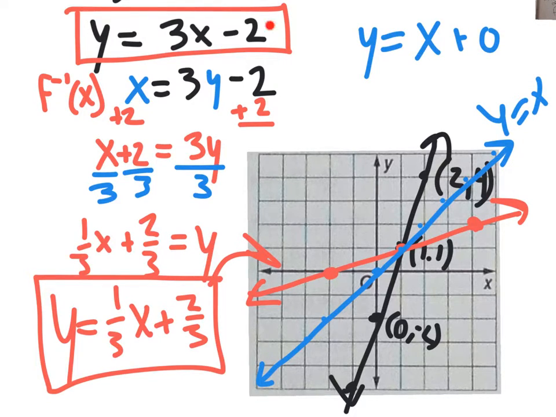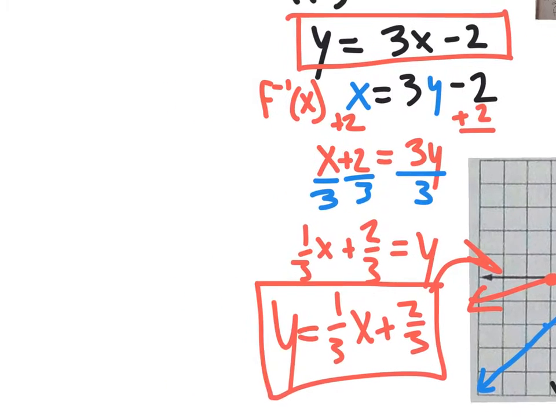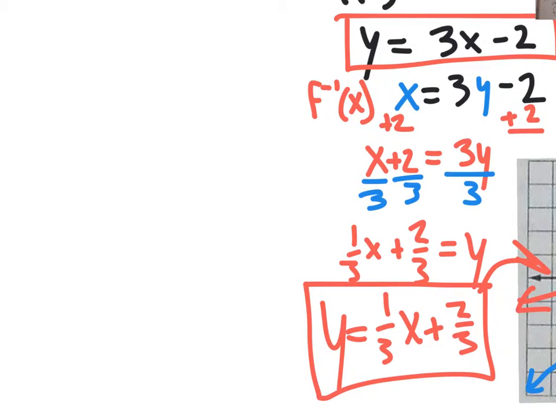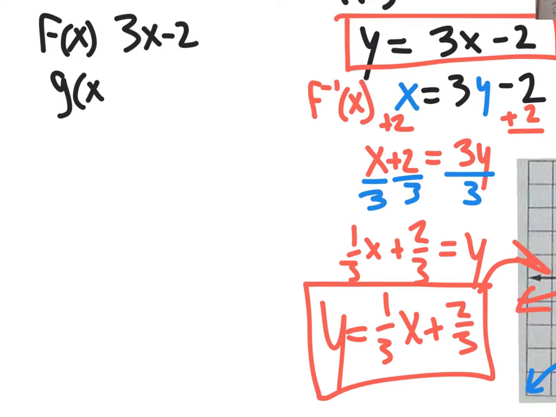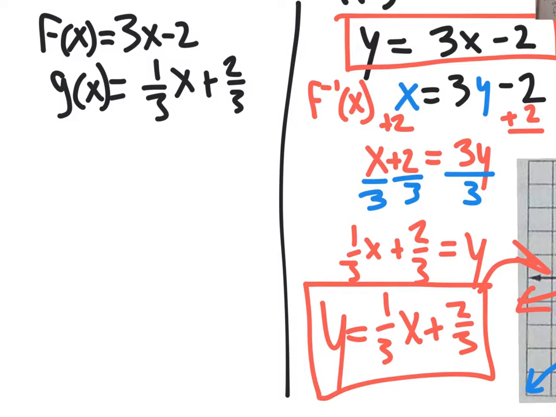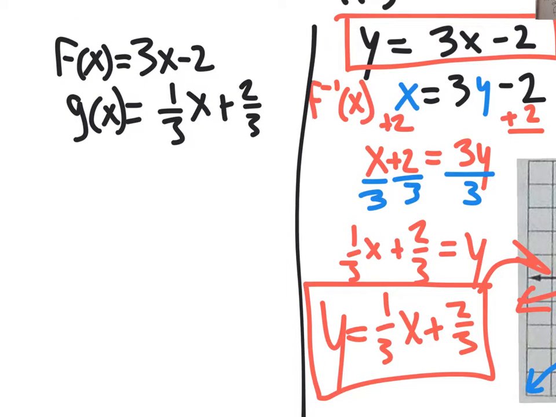We took this equation, y equals 3x minus 2, and we found the inverse, right? That's something that we know. So let's pretend that we didn't know that was the inverse. Let's just say f of x was the function 3x minus 2, and g of x was the function 1/3 x plus 2/3. So let's pretend that we didn't know that these were inverses of each other, and that I gave this to you on a quiz.